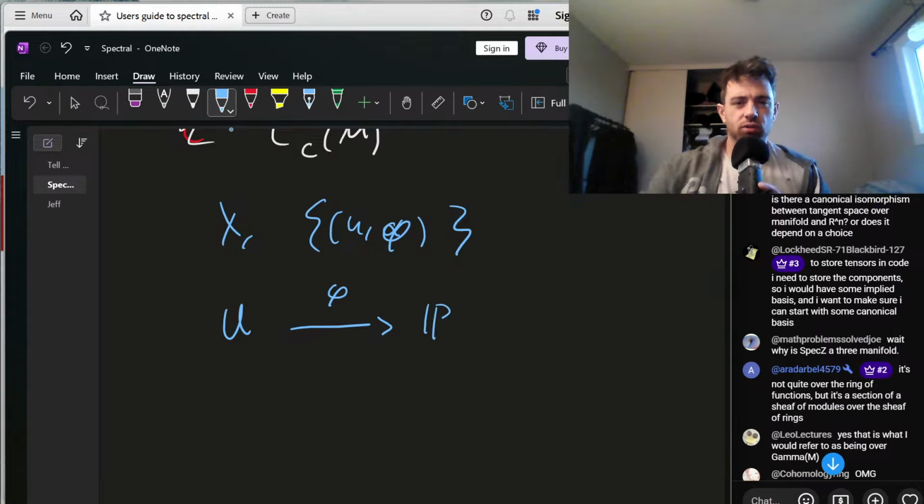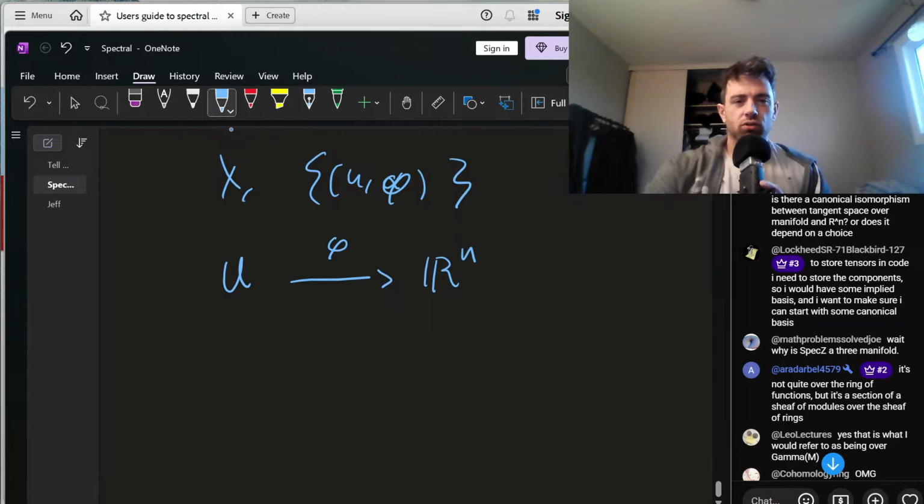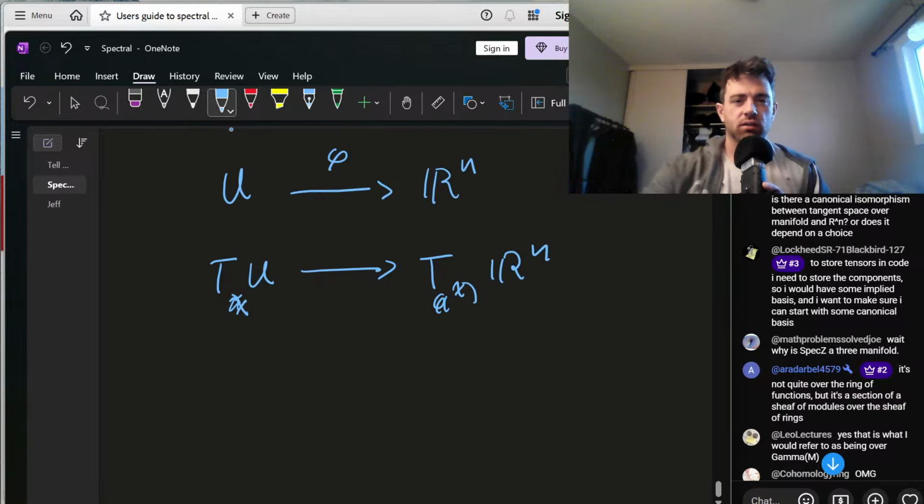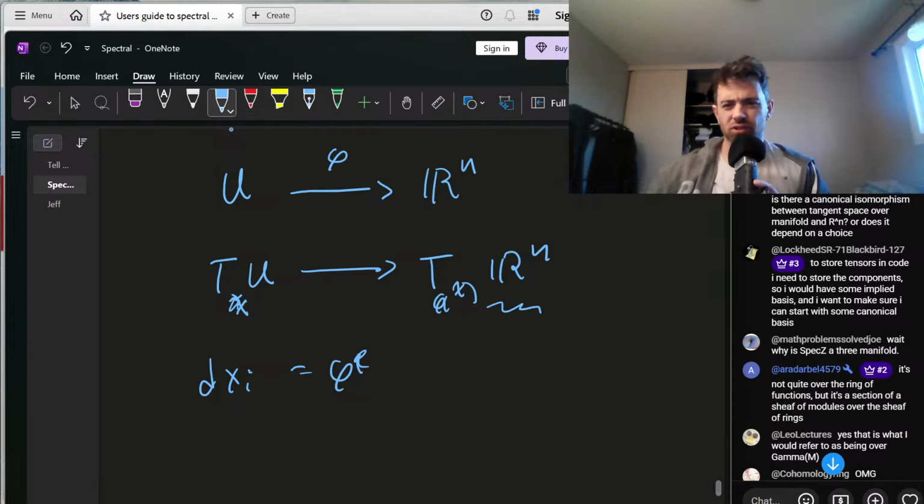I mean, U gives you this map into Rn, and that is how you define your local frames of your tangent bundle, because then this induces a map like here, and then you define dxi to be the pullback of the local differential here, or something like this.